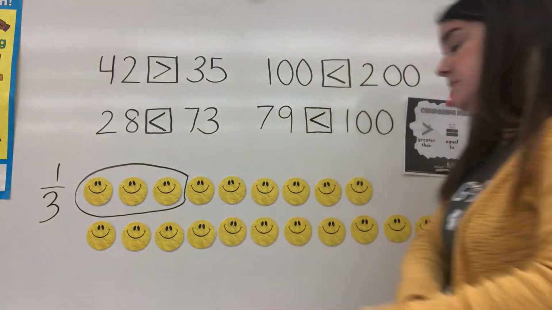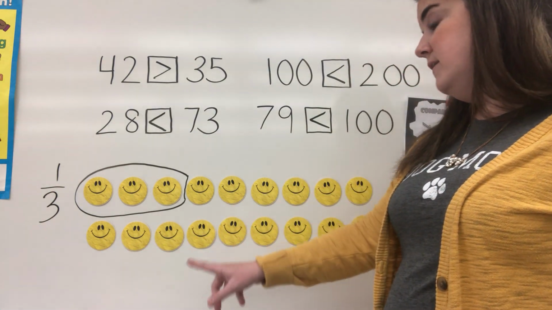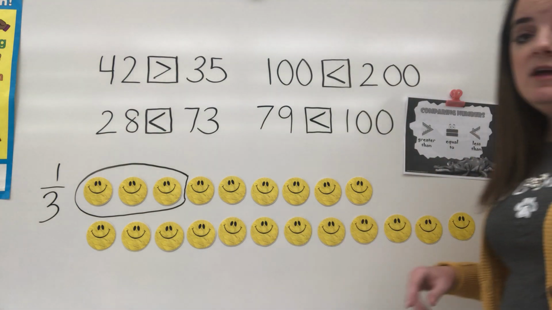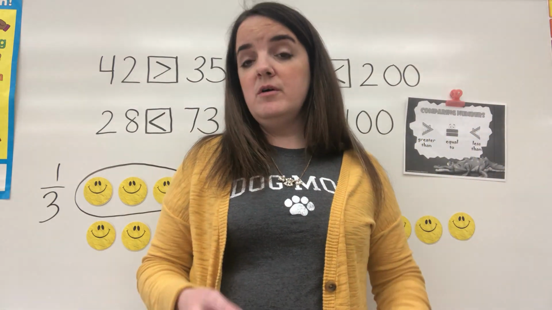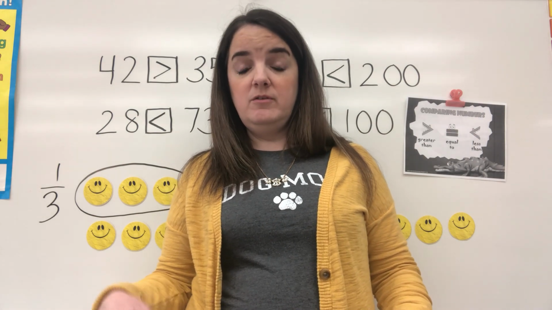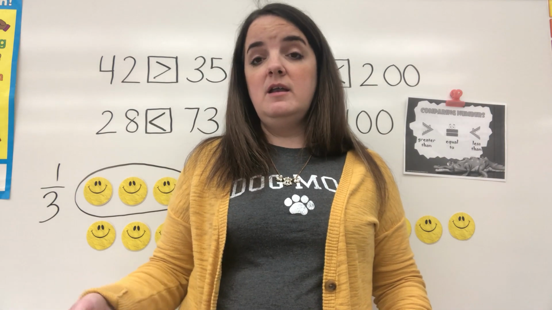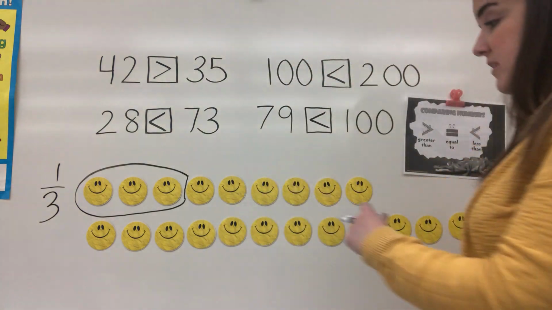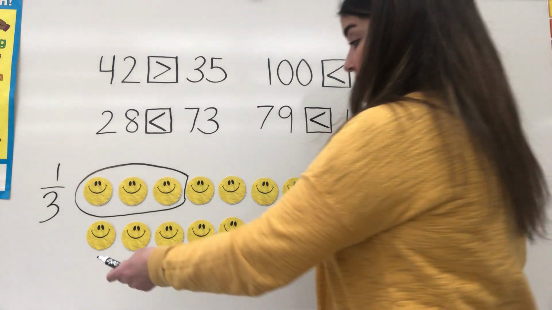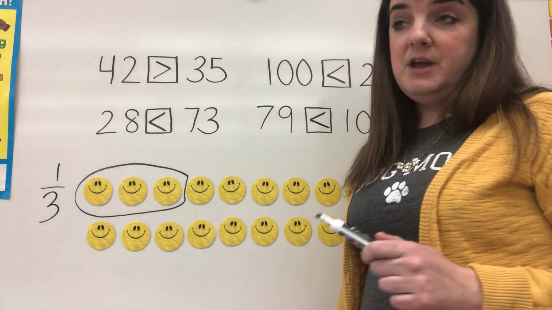Now let's look at the bottom row here, and let's count these smiley faces. Ready, begin. 1, 2, 3, 4, 5, 6, 7, 8, 9, 10, 11, 12. Now, is 12 an even number or is 12 an odd number? 12 is an even number, so when we divide 12 into groups, it's going to have an even number in each group. So let's see if there's equal groups. Let's try 3, since the top row had 3 in it.